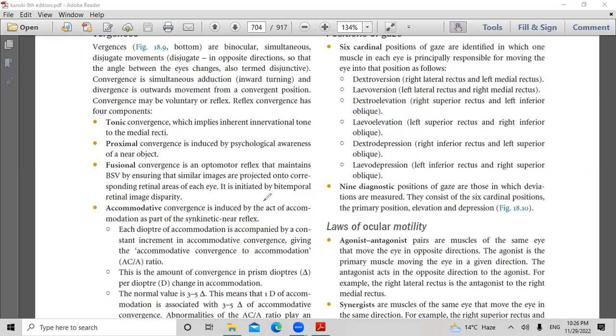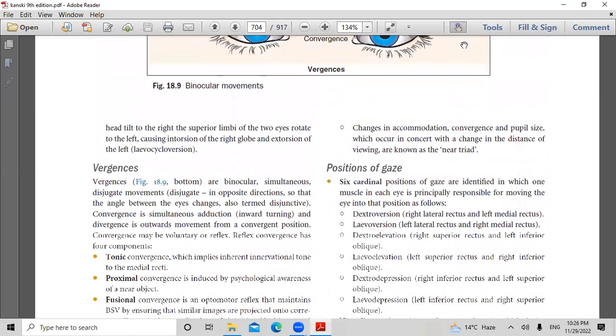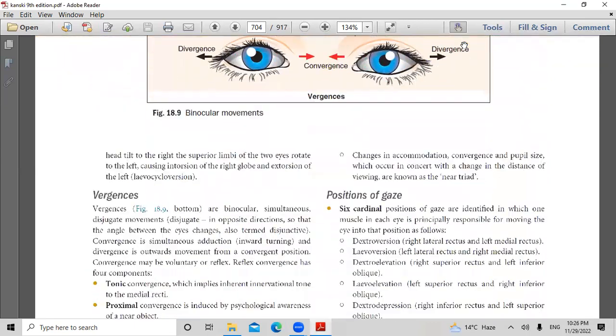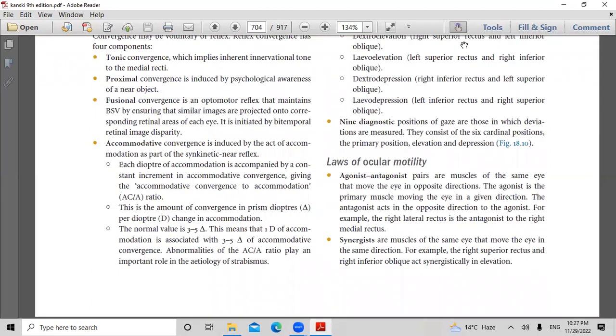We will talk about it in more detail in the sensory part. So there is bitemporal retinal image disparity: one image comes at the temporal side in this eye, and the other at the temporal side of the other eye. That will make the eyes converge to make the fusional part. I think we will see some pictures later in the chapter about the fusion. We will talk about it in detail.